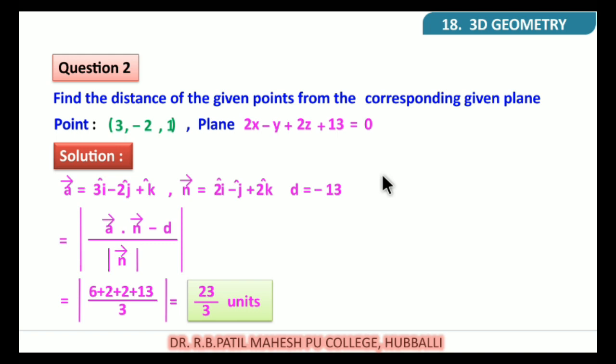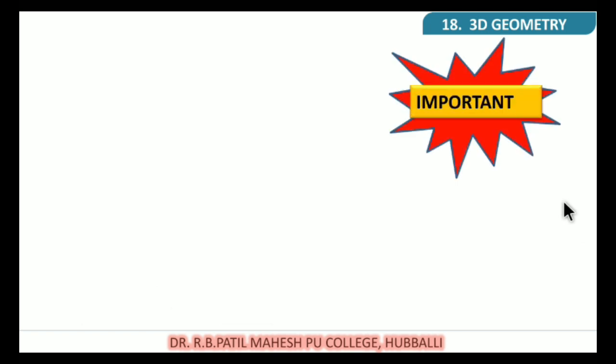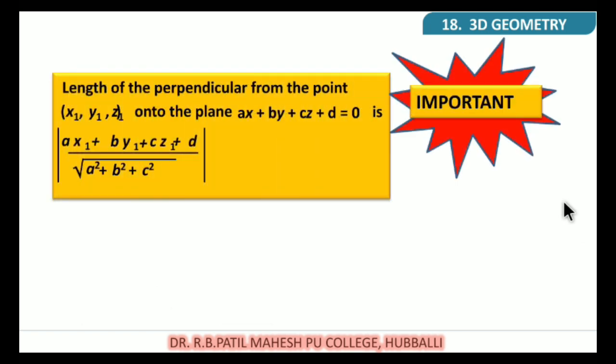In the next slide we will see some important points. The length of the perpendicular from the point (x1, y1, z1) onto the plane ax plus by plus cz plus d is equal to 0 is the whole modulus of ax1 plus by1 plus cz1 plus d, divided by square root of a square plus b square plus c square.